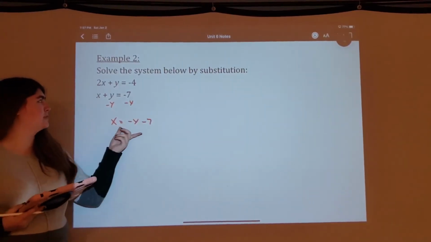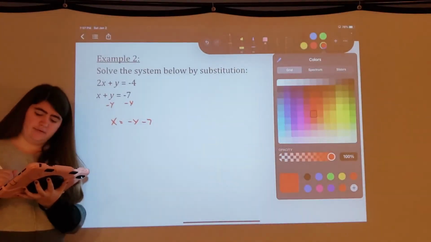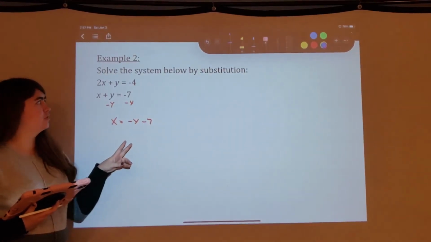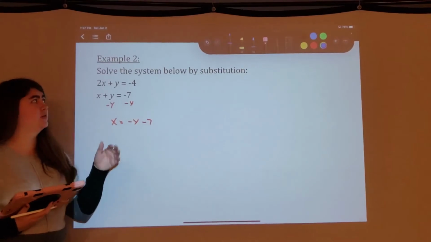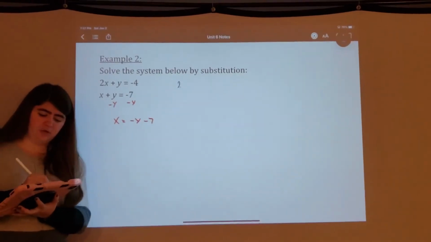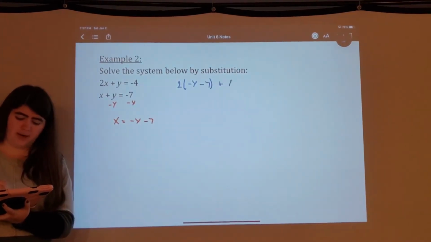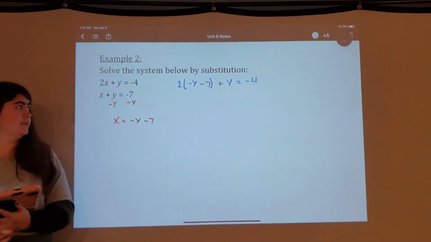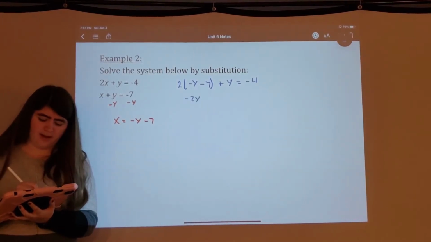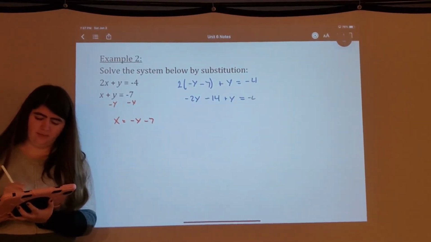Now I'm going to take that and plug that into my other equation. By the way, these steps are color-coded. So step 1 is orange, step 2 is blue, so is step 3 because those two things go together, and so on. So I'm now going to substitute this into my other equation. So I have 2 times, instead of x, I now have negative y minus 7, plus y is equal to negative 4. I'm going to distribute this out. So I have 2 times negative y, that leaves me with negative 2y, minus 2 times 7 is 14, plus y is equal to negative 4.